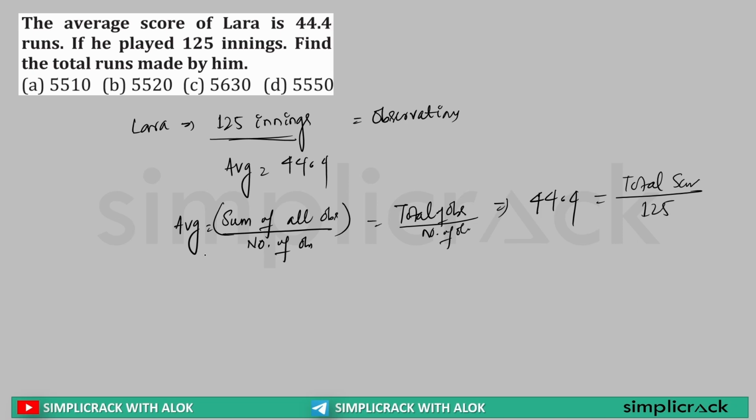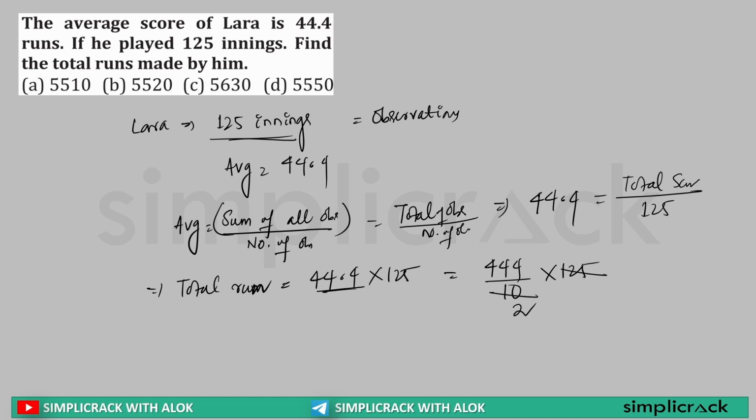Yes or no? So, if I have to calculate total runs made by Lara, what will I do? Sir, I will directly do 44.4 multiplied by 125. Yes or no? Yes, sir. Now, this can be written as 444 divided by 10, because I am clearing out the decimal, into 125. Now, if I divide it by 5, 5 2s are 10, 5 25s are 125. Then again, if I solve it, it is 222. Clear or not? Yes, sir, clear.